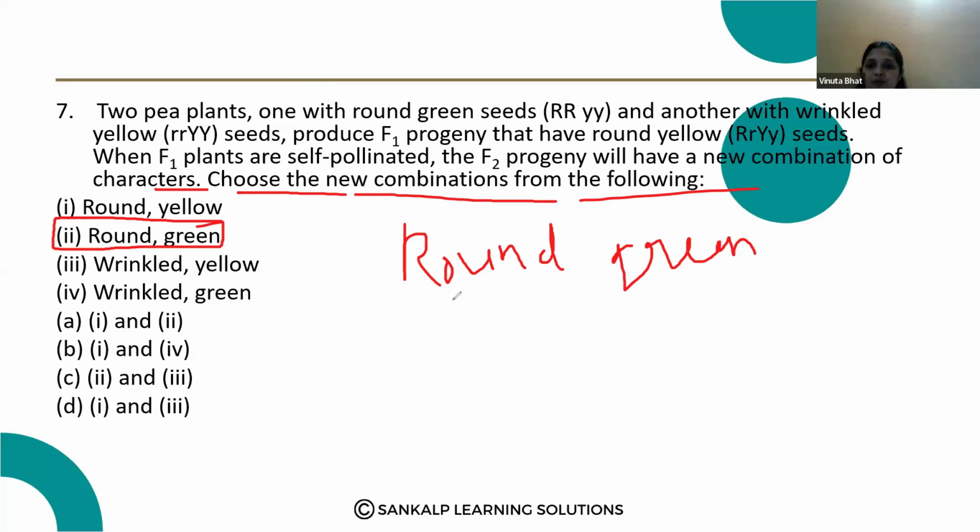Then wrinkled yellow, that is also present in the parental generation. Here, the new combinations formed are round yellow and wrinkled green. So 1 and 4. Option B is the correct answer. That is 1 and 4.